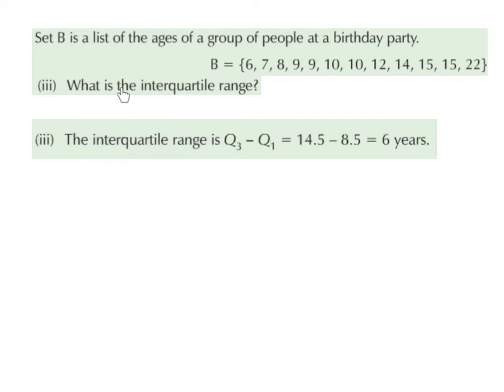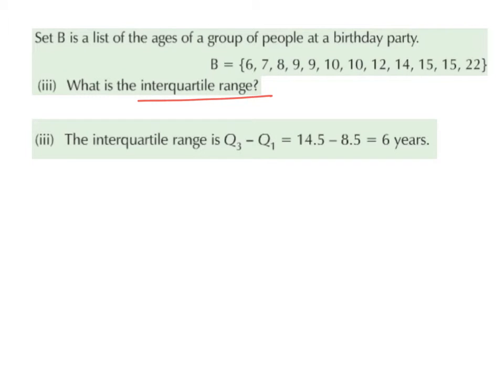So part 3 says, what is the interquartile range? So the interquartile range is Q3 minus Q1. So we got the upper quartile to be 14.5 and the lower quartile to be 8.5. And 14.5 minus 8.5 is going to be 6. So 6 years is the interquartile range.